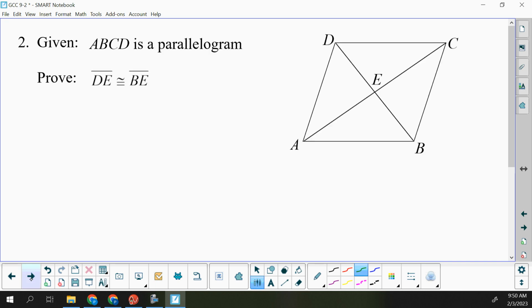All right, let's go to our next one. Your statements, reasons, and givens. When you do that given, note you can use your picture symbol for parallelogram. You don't have to write out the whole word.